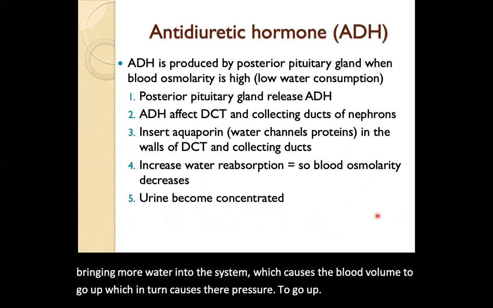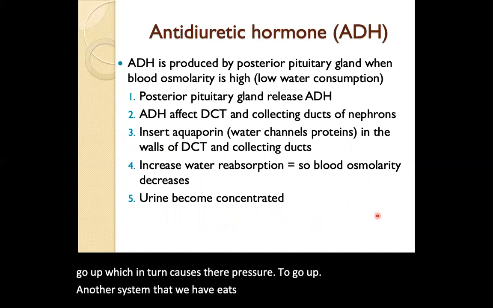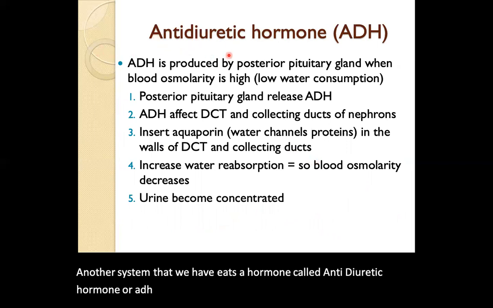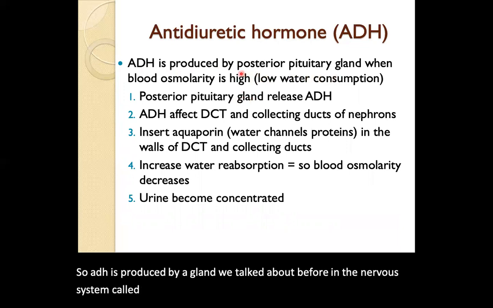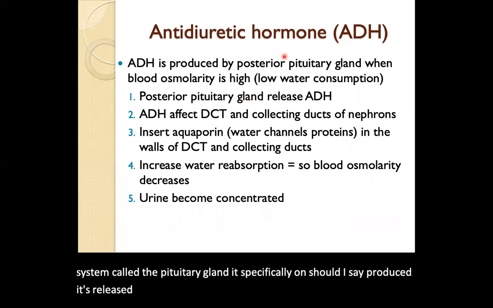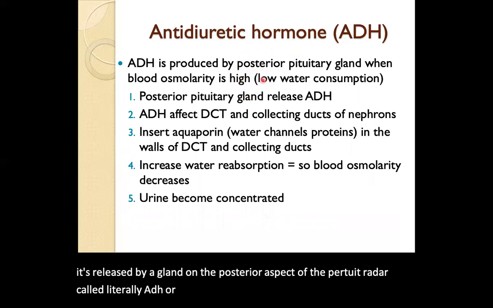Another system that we have is a hormone called antidiuretic hormone, or ADH. Anti means opposite, diuretic as in water loss. ADH is produced by a gland we talked about before in the nervous system called the pituitary gland. It's specifically released by the posterior aspect of the pituitary gland, and it's released when your blood osmolarity is high.